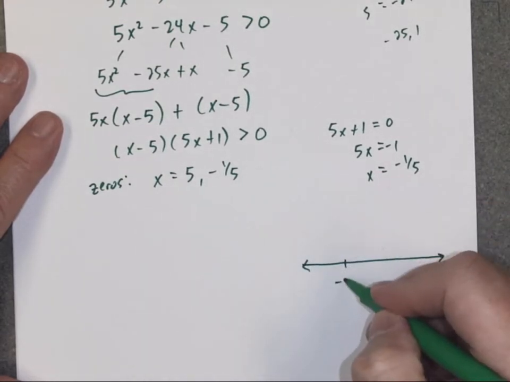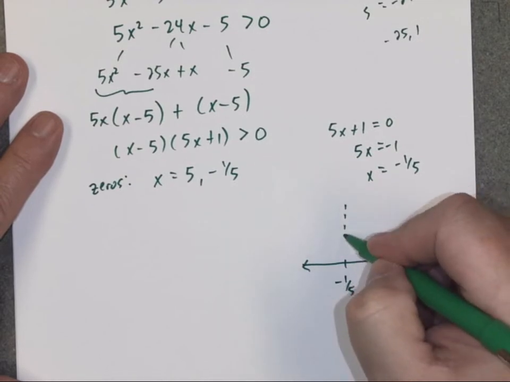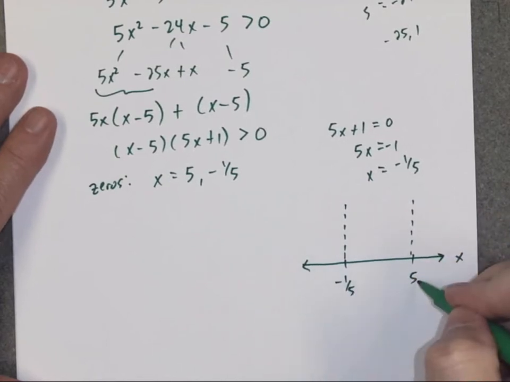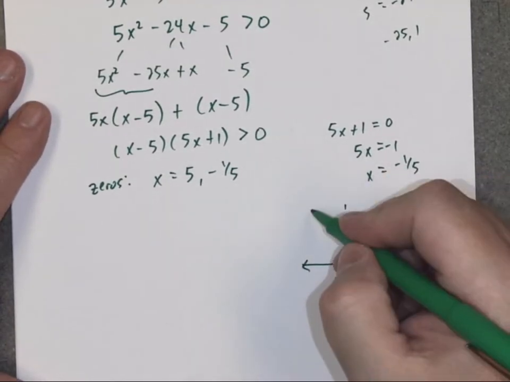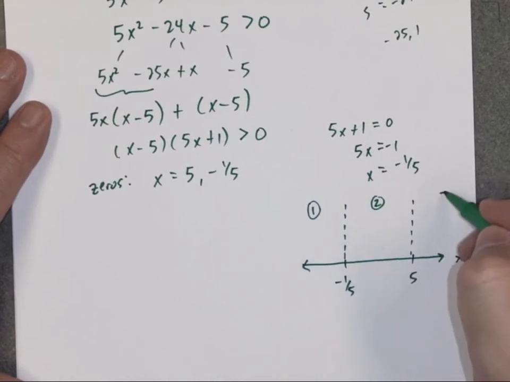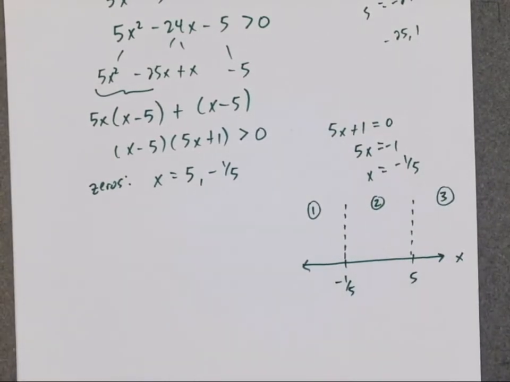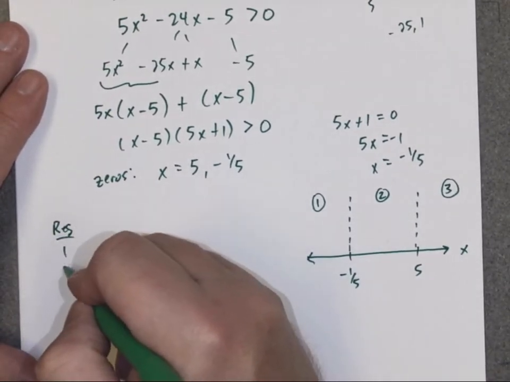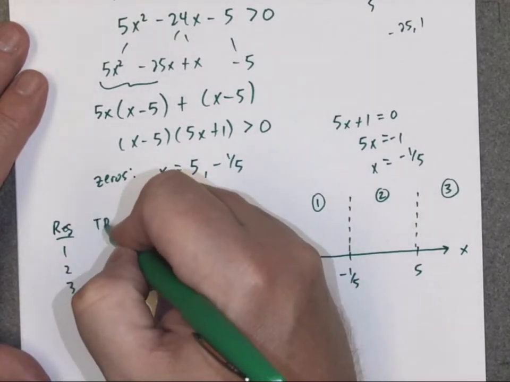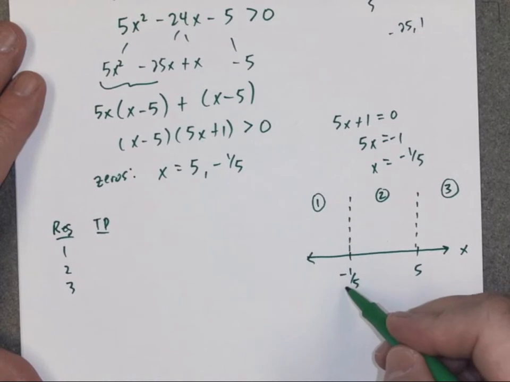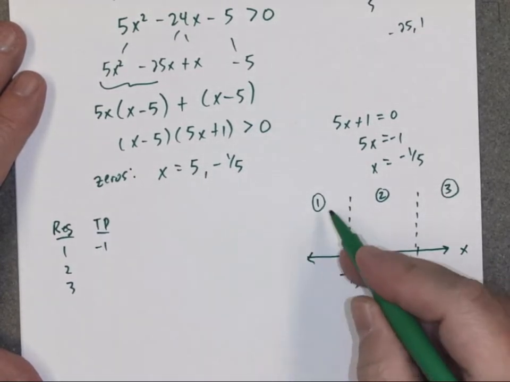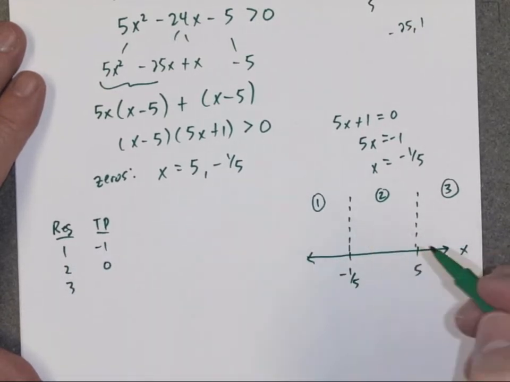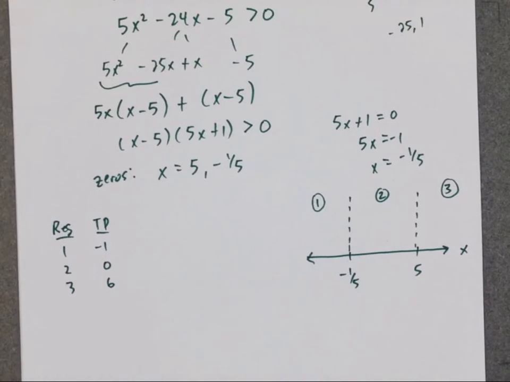So now, let's do my number line. So I've got negative 1/5 here, and 5. So when I plot these two zeros and draw the line, breaking it up, it looks like I have 3 regions again. So now I'm going to create my sign chart. First is region, 3 regions. TP stands for test point. Region 1, let me choose -1. -1 is in region 1. In region 2, I'm going to choose 0. In region 3, I'm going to choose 6.